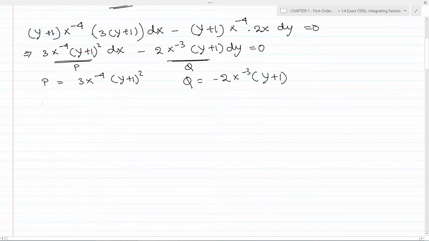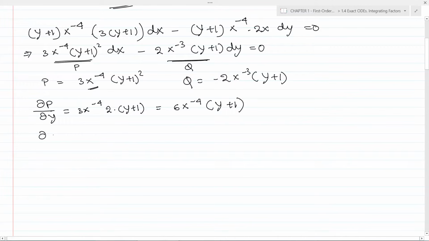Now, we will calculate del p by del y, which is equal to, we take these x terms constant and 3 x to the power minus 4 comes out of the derivative, and this y plus 1 whole square we can differentiate with chain rule, and this will be 2 multiplied by y plus 1, which we can simplify and we can write 6 x to the power minus 4 whole into y plus 1. This is del p by del y.